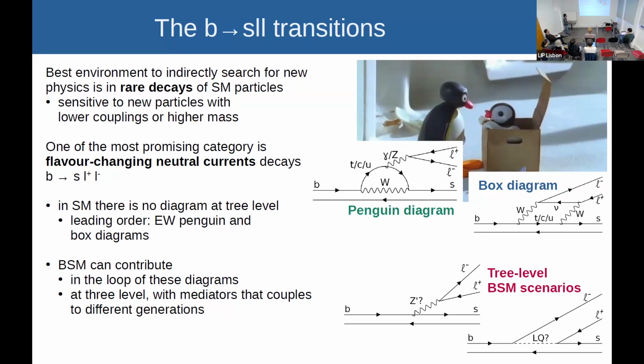However, beyond the standard model can contribute in two ways. It can enter in these diagrams with, for example, a charged X instead of the W, or in other ways. Or it can also mediate these decays at tree level, so with, for example, a new gauge boson or a leptoquark entering at tree level, and so we have quite good sensitivity over these kinds of scenarios.